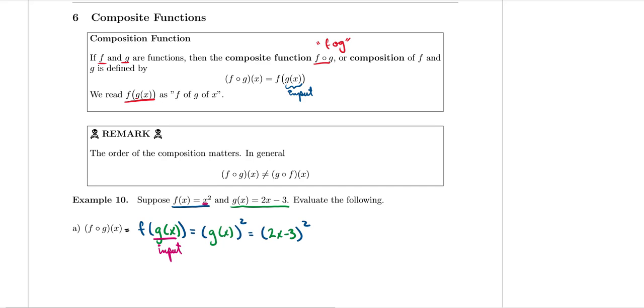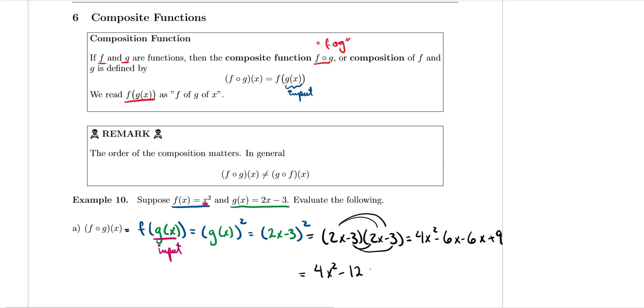So what do we get after squaring the 2x minus 3? Let's see. That's a 2x minus 3 times a 2x minus 3, which should give us, let's see, 4x squared minus 6x minus another 6x plus a 9. So that equals 4x squared minus 12x plus 9. Okay, so there we go. That is f of g of x.